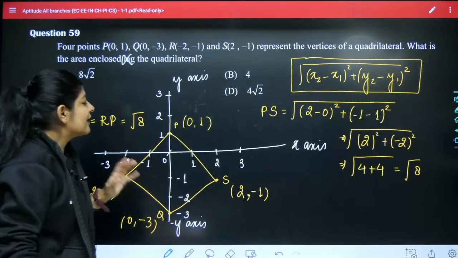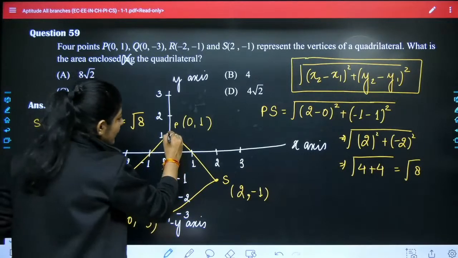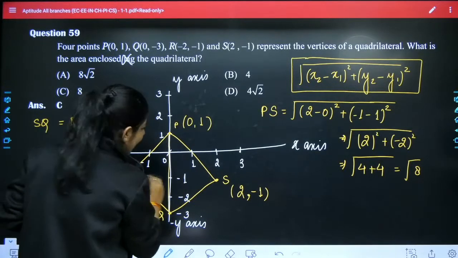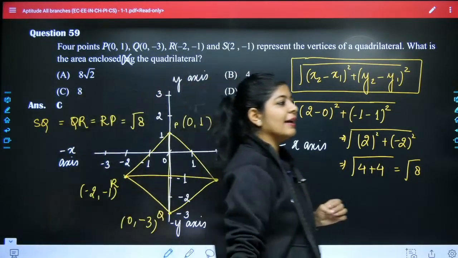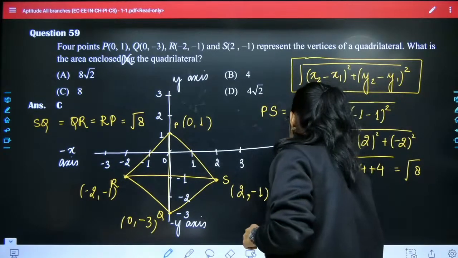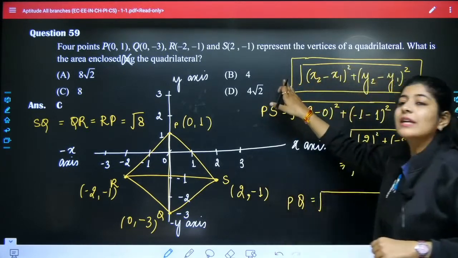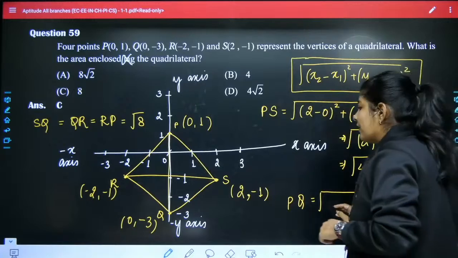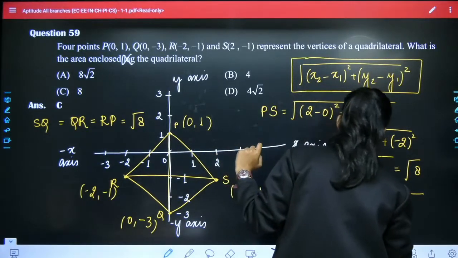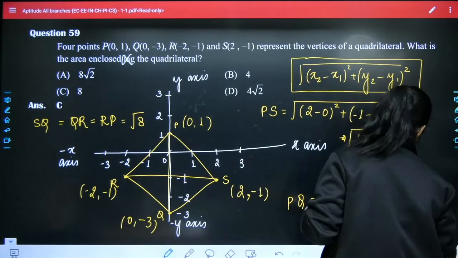Now for the confirmation that this is a square, we need to check the diagonals, and the diagonals which we have are PQ and RS. So now we calculate the distance between PQ. If we calculate the distance between PQ by using the same formula, we get 0 minus 0 whole square plus minus 3 minus 1 whole square.